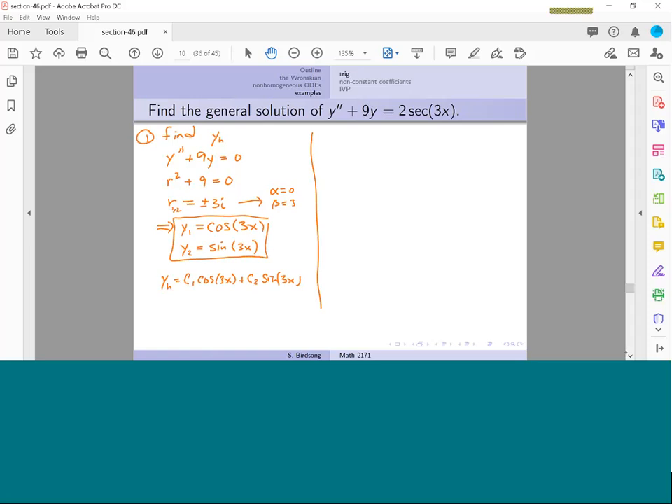Step 2. So step 2 has been to find our particular solution, but with variation of parameters, you have to do a first step, or a preliminary step before we jump into our particular solution. So I'm going to call this 2a. In other words, we want to compute the Wronskian.